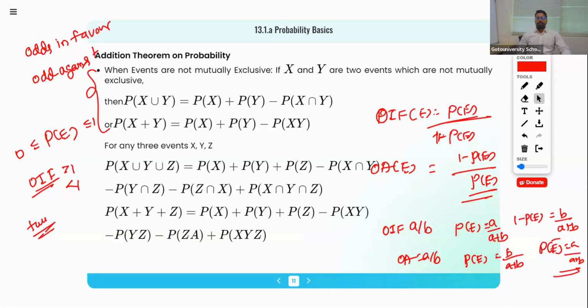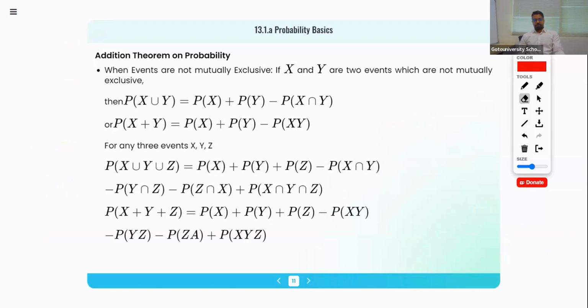Now, algebra of probability. So what is algebra of probability? It is how to operate on probability expressions. From the fundamental principle of counting, we have understood that wherever OR is there, we add, and wherever AND is there, we multiply. But apart from this, there are some additional conditions here.